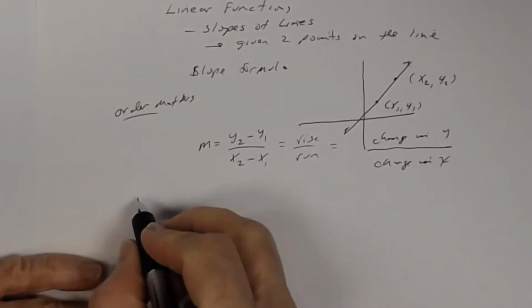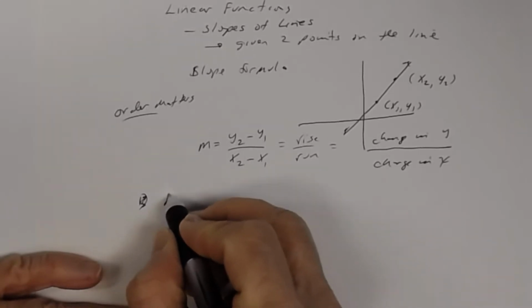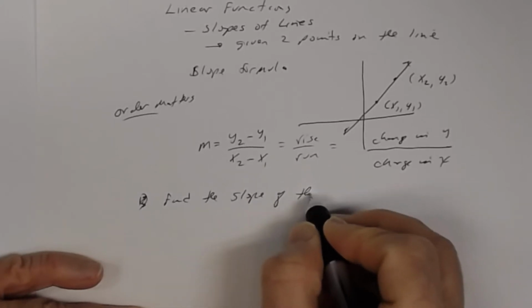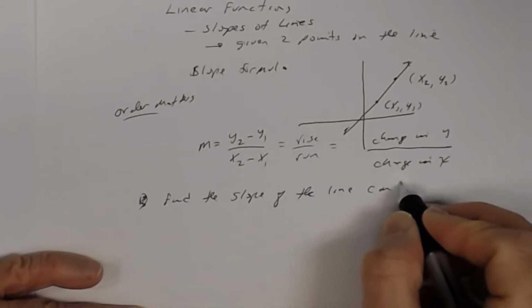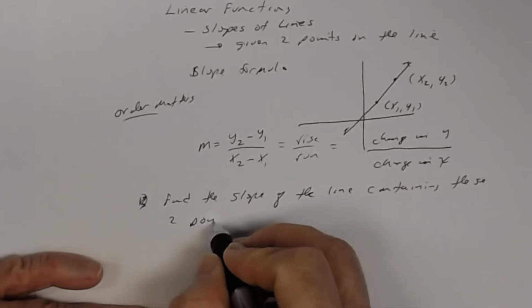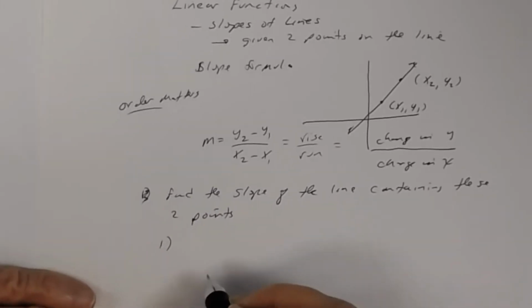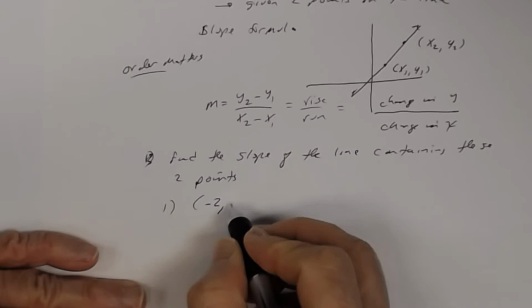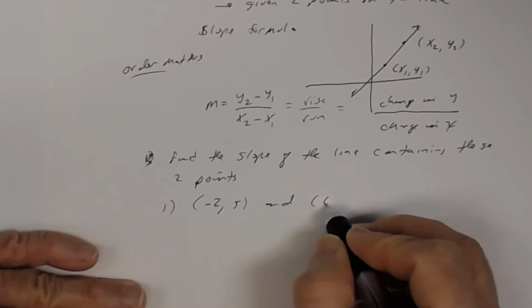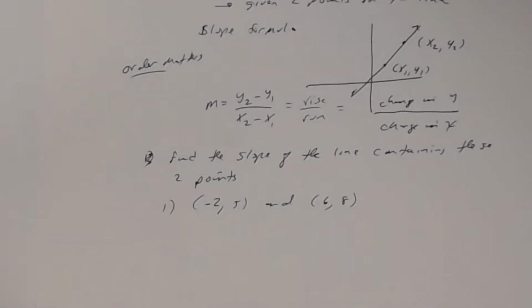So let's remind ourselves how we use that formula. Let's look at this first example. The directions will say something like find the slope of the line containing these 2 points. All right, and so number one, let's suppose we had -2, 5, and let's say 6, 8. So -2, 5, and 6, 8. And what I want to do first of all is look at the graph of this. So I'm going to go ahead and plot the points -2, 5, and 6, 8.